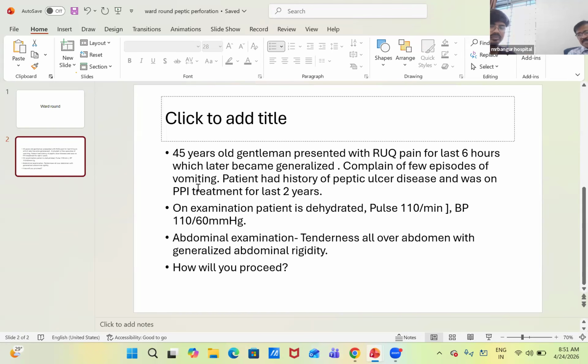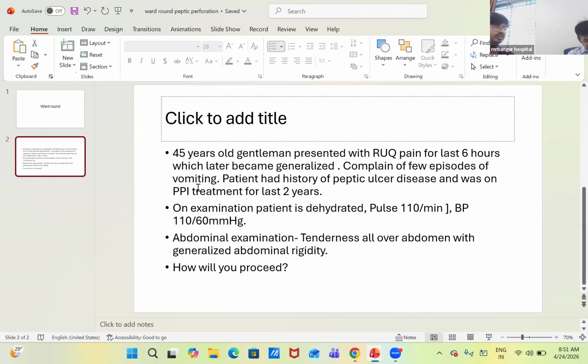And then if the chest X-ray shows clear free gas, the question of doing a CT scan becomes optional. If a CT scan is available and you are still in doubt about the diagnosis, yes, definitely a CT scan has to be done. So now you are satisfied that yes, this patient has got peptic perforation. What should be done next?